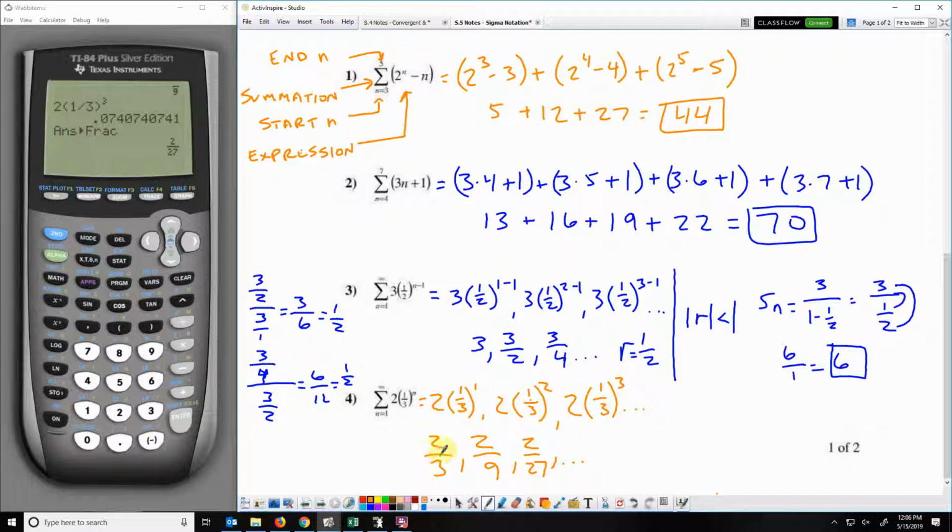Okay, so it looks like on the top, nothing's changing, so we're multiplying by 1. On the bottom, we're multiplying by 3, so we've got a common ratio of 1/3. So that means the absolute value of r is less than 1, so once again, we can find the sum of this infinite series. So the sum of the series is the first term over 1 minus r. So that's 2/3 over 1 minus 1/3 is 2/3. 2/3 over 2/3 is 1. So we're going to have a sum of 1.